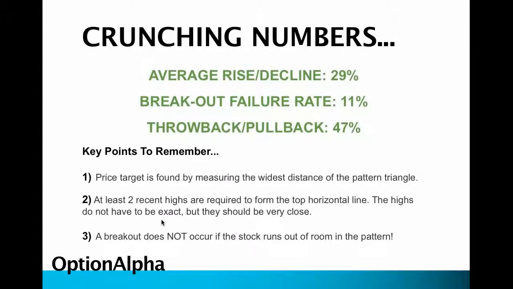Number two, at least two recent highs are required to form the top horizontal line, and the highs do not have to be exact, but they should be very close. With this ascending triangle, the top horizontal line or resistance level should be fairly level or flat. And like I told you earlier in the video, you need two recent highs and two recent lows as far as the ascending support line.